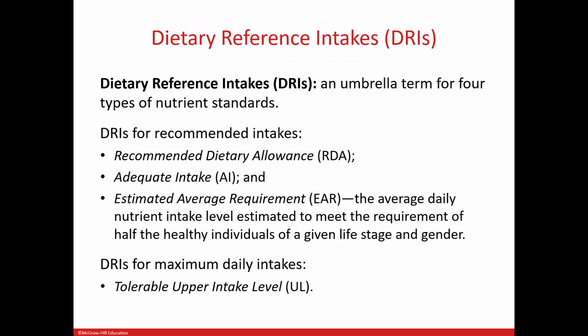We have 4 different dietary reference intakes. We have the RDA, recommended dietary allowance, AI, adequate intake, and EAR, estimated average requirement, which is the average daily nutrient intake level estimated to meet the requirement of a healthy individual given life stage and gender. And then DRIs are used for maximum daily intakes, which is the UL, tolerable upper intake level. For those, we will go into further detail later in the book.